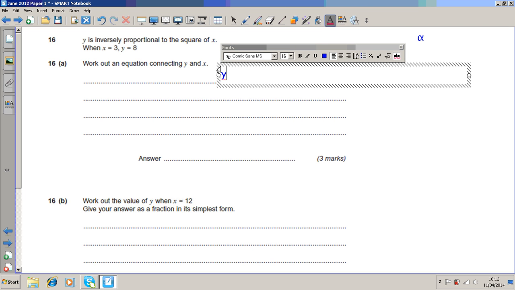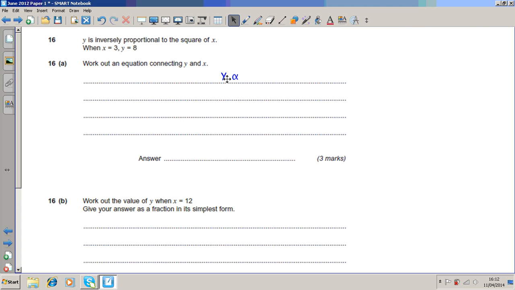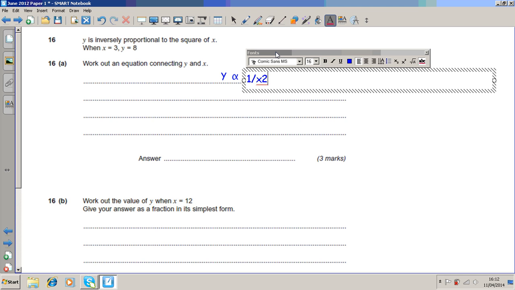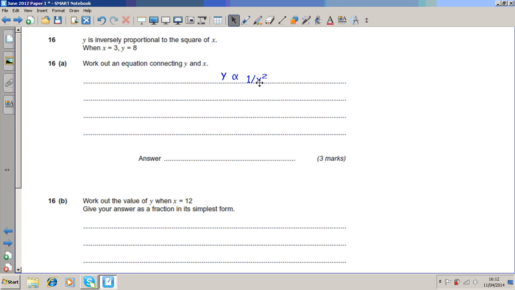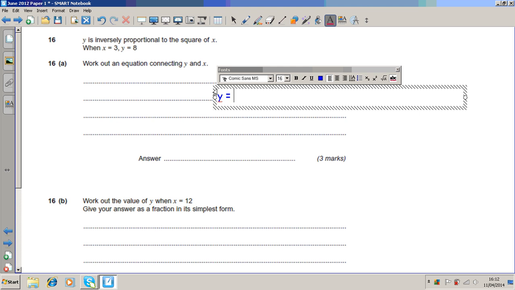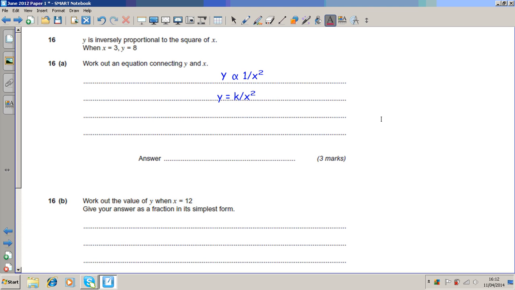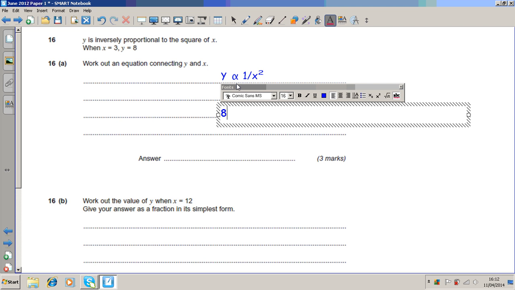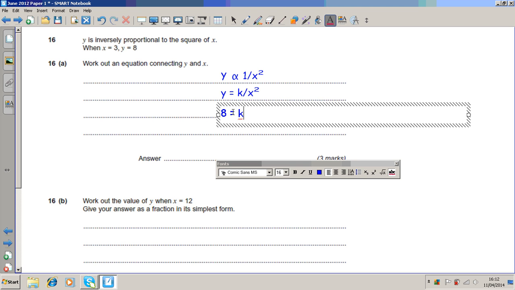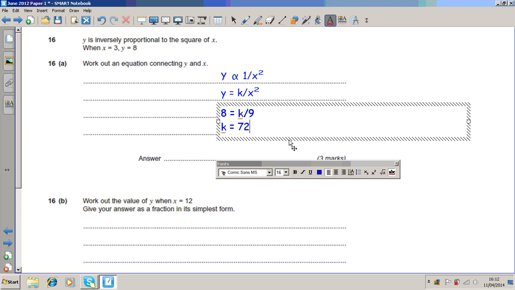Okay, so y is inversely proportional to the square of x, or to x squared. So that means, inverse means we put it over 1, like that. So y is proportional to 1 over x squared, which means our equation is y equals k over x squared. Like so. So now we need to put in our values, and x is 3, y is equal to 8. So swap our y for 8 equals k divided by x squared. Well, x is 3, so 3 squared is 9, which means that k must be 72. So our equation is y equals 72 over x squared.